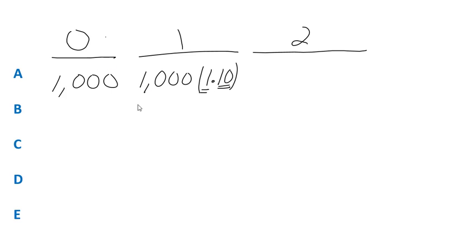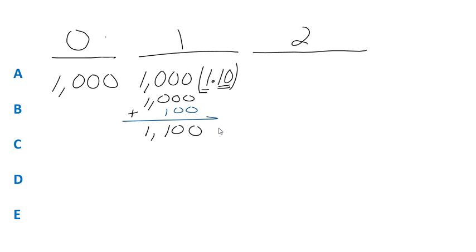So what do I mean? The amount of money he has in the bank now is the original $1,000 that he invested plus 10% of that. What's 10% of $1,000? $100. $100 in interest. So at the end of the year, he now has $1,100 in the bank.